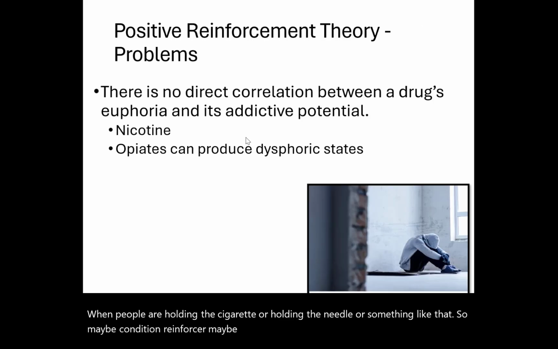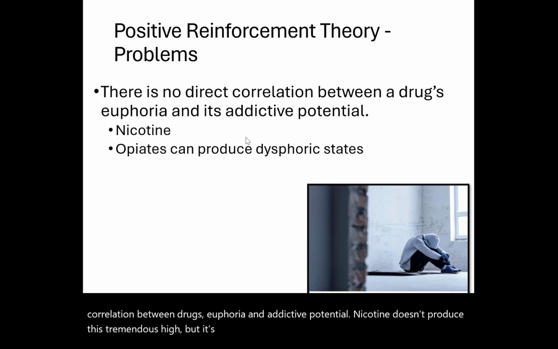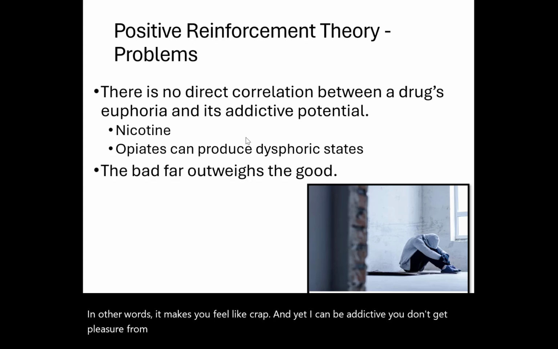This theory has problems too. There's no direct correlation between drugs, euphoria, and addictive potential. Nicotine doesn't produce this tremendous high, but it's terribly addictive. Sometimes opiates can produce dysphoria. In other words, it makes you feel like crap, and yet can be addictive. You don't get pleasure from it, and yet it's addictive.